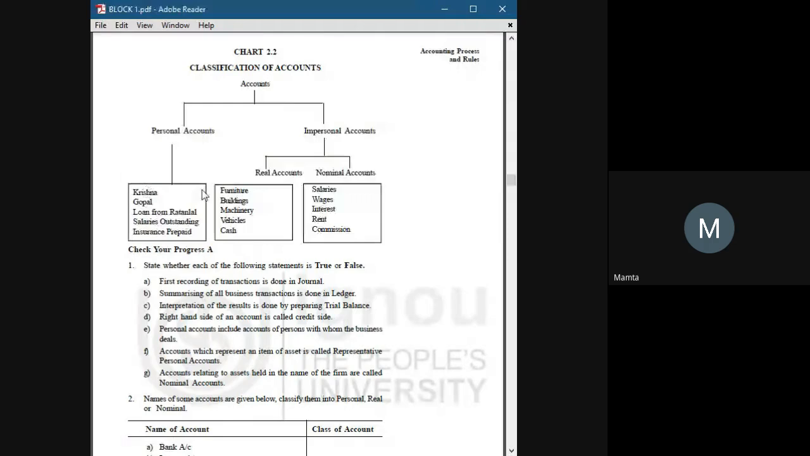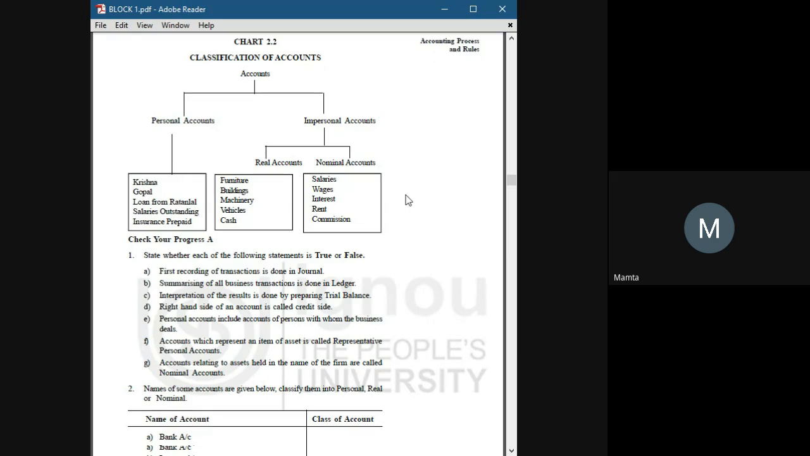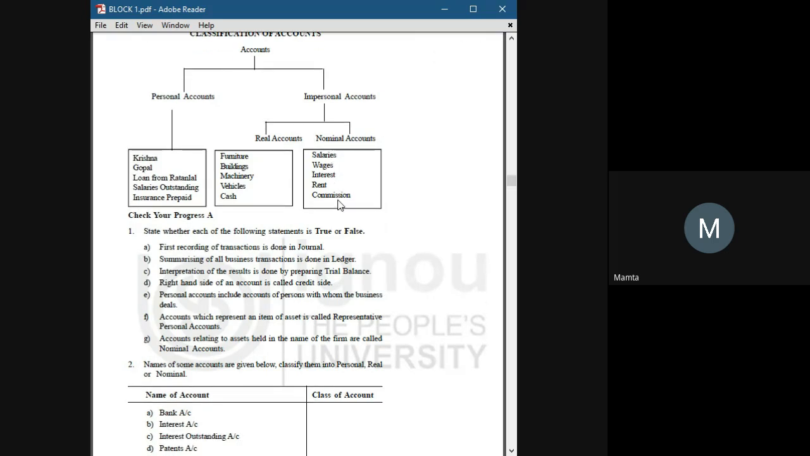Okay, now moving further, here is a chart explaining all these accounts. You can see, accounts have two types: personal account and impersonal account. Personal account we discussed, and impersonal account can further be categorized into two parts, which are real account and nominal account. And you can see the accounts here.